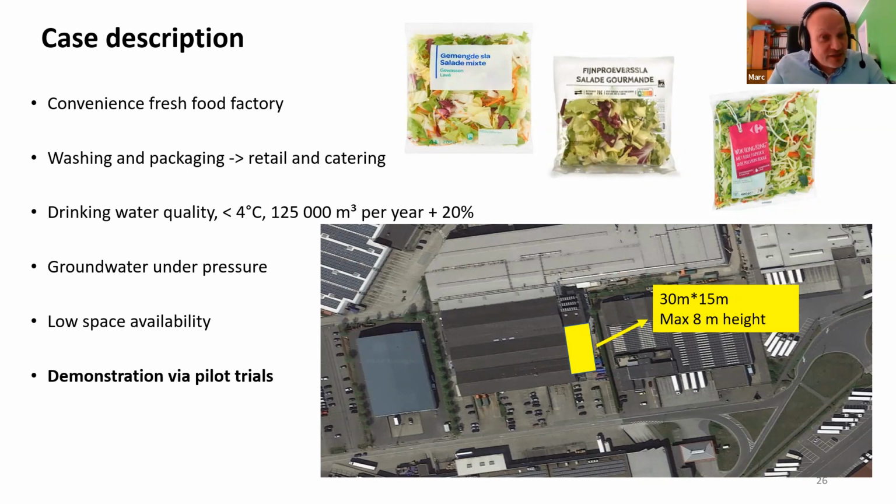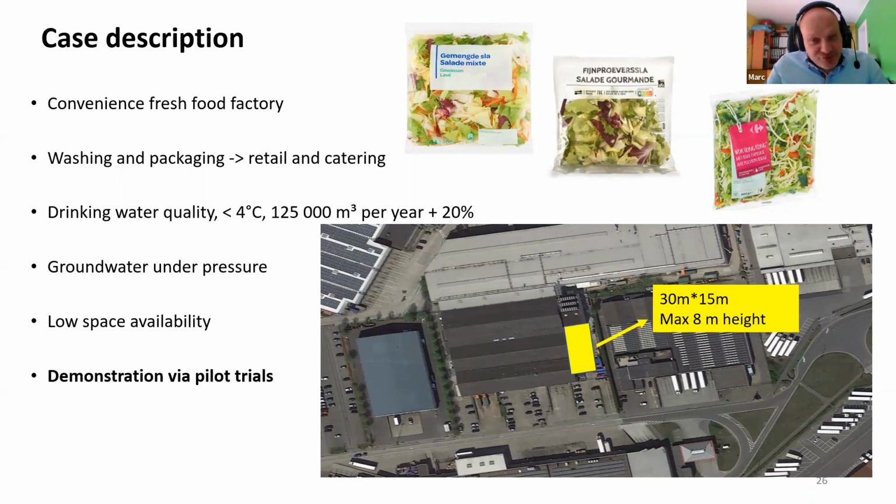In order to do the washing, of course, they need to use drinking water quality. And a very specific characteristic in this case is that the water should always be below 4 degrees Celsius in order to keep the quality of the fruits and vegetables at maximum. Actually, they're using around 120,000 cubic meters of water, drinking water as well as groundwater, per year. And they forecast increasing the consumption by 20%. Now, they're using groundwater, and as you know, in a lot of countries in Europe, the groundwater is under pressure. So they are looking for as much wastewater reuse as possible.